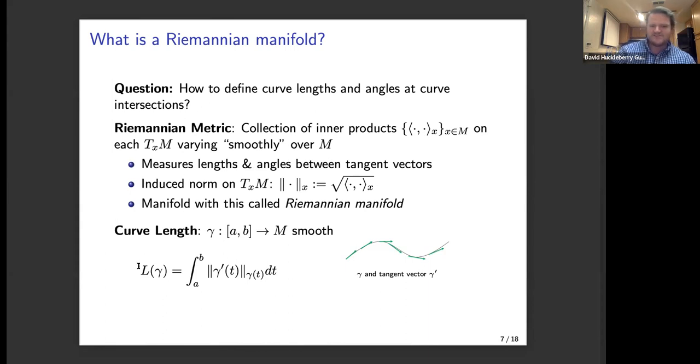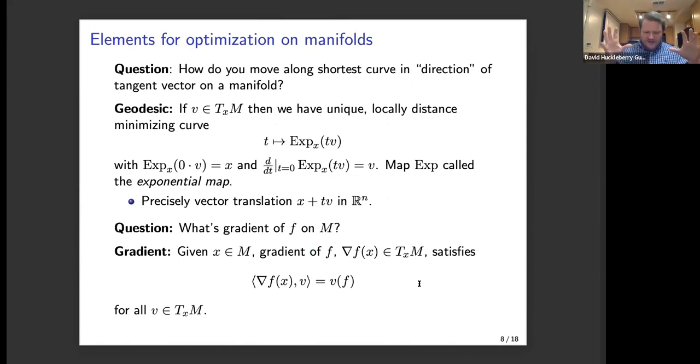This is pretty important because it also gives us an ability to measure lengths of curves. To measure the length of a curve, it's a fairly standard idea. You take all these little tangent vectors that point tangent along it, and you sum up all of their lengths, or looking at this as an infinitesimal object, you sum up all the lengths of the tangent vectors. So that gives us all of the elements for talking about cost improving directions and lengths of shortest curves. But there are a number of elements that are still missing if we want to talk properly about optimization on manifolds.